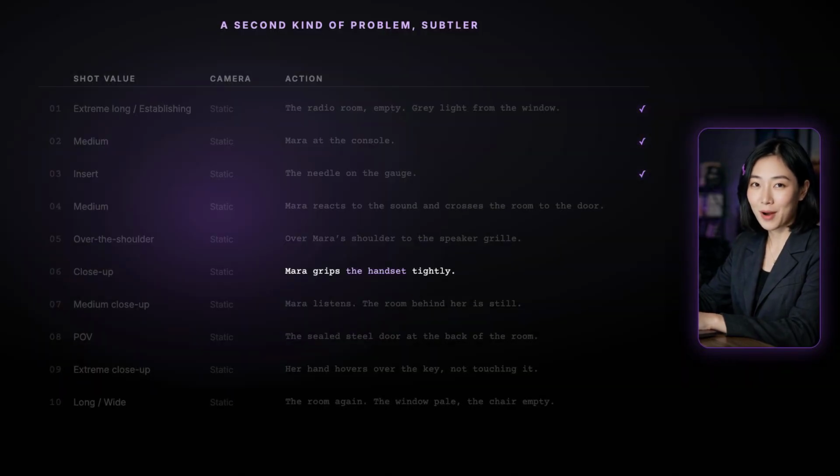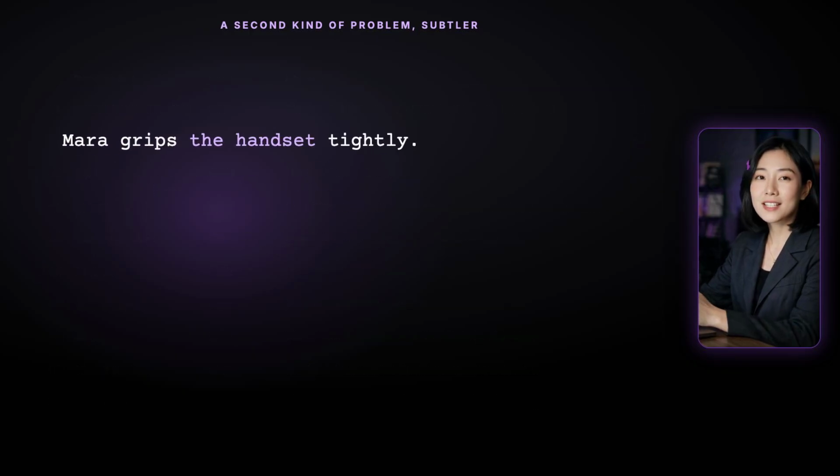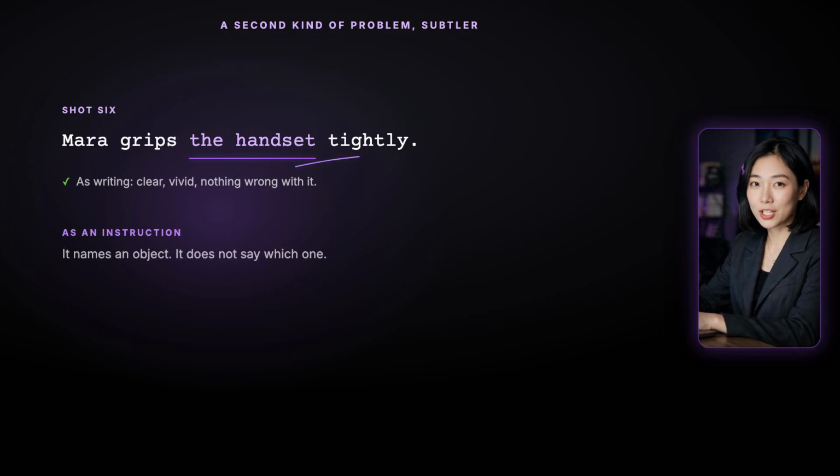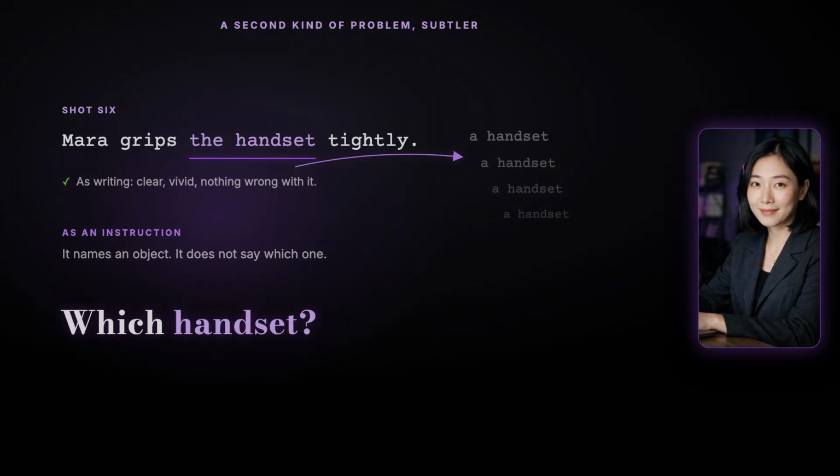Here's a second kind of problem, and it's subtler. Shot 6 is fine as writing. Mara grips the handset tightly. But read it as an instruction, and it's missing something. Which handset?